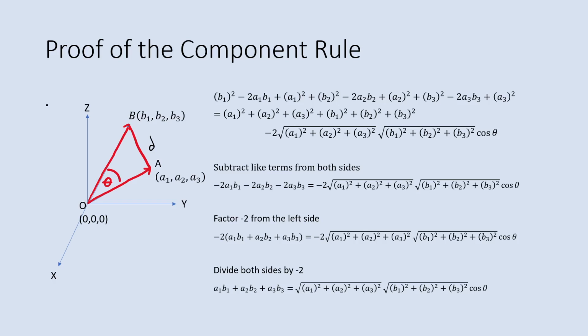Now we're going to factor negative 2 out from this left-hand side. And when we do that, we get this expression. And we already have it factored out from the right-hand side, so that's fine. Dividing both sides by negative 2 gives us this right here.